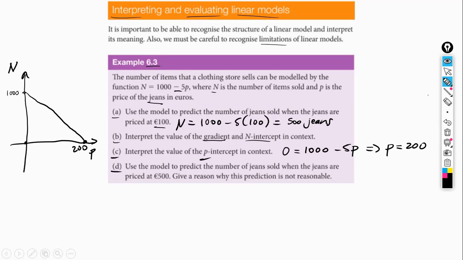For D, it says, use the model to predict the number of jeans sold when the jeans are priced at 500 euros. Give a reason why this prediction is not reasonable. So the number of jeans sold when the price is 500 would be 1,000 minus 5 times 500. And notice that this is going to give us a negative number, right? Because 5 times 500 is 2,500. So we end up with a negative number of 1,500. So minus 1,500 jeans. So this is not reasonable because there's no way you can sell a negative amount of jeans.